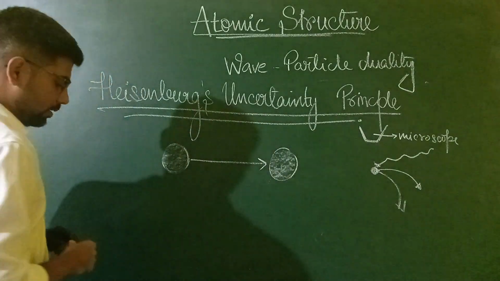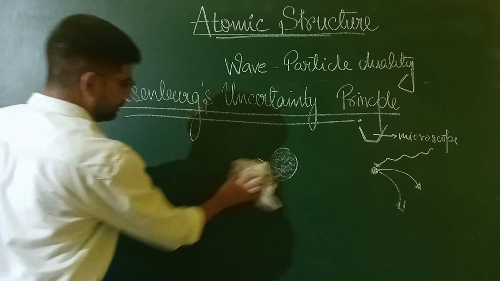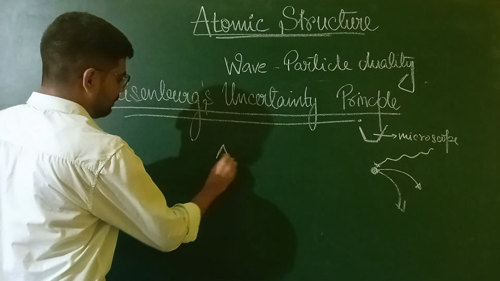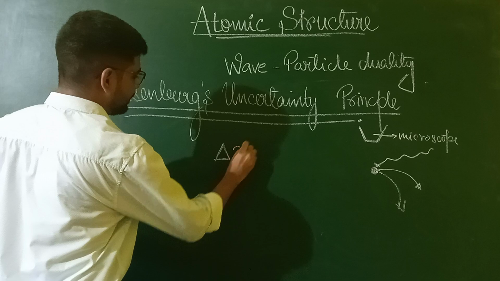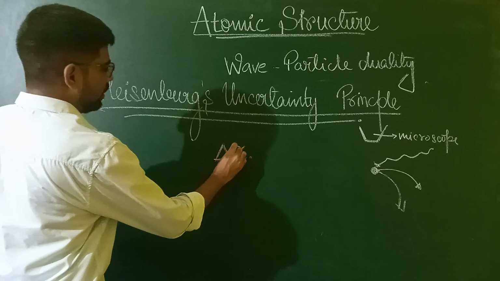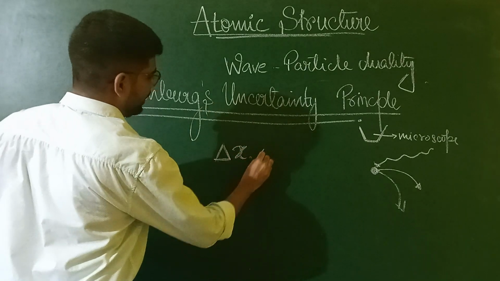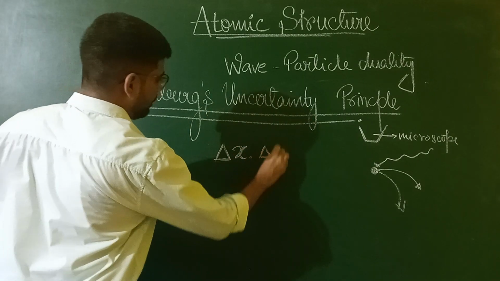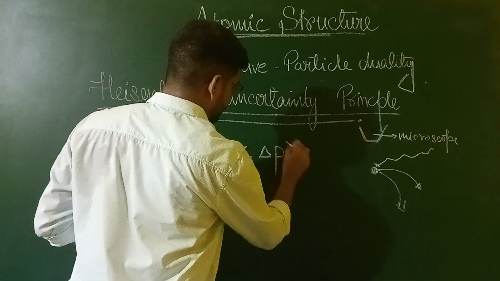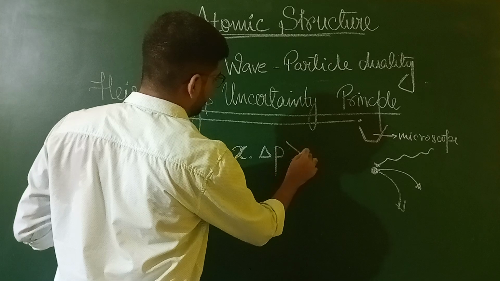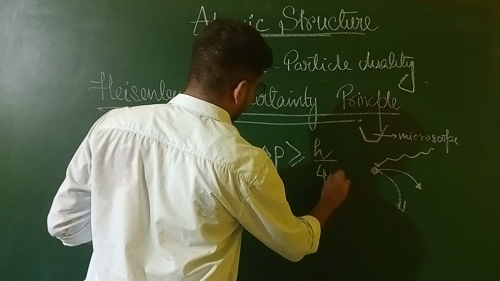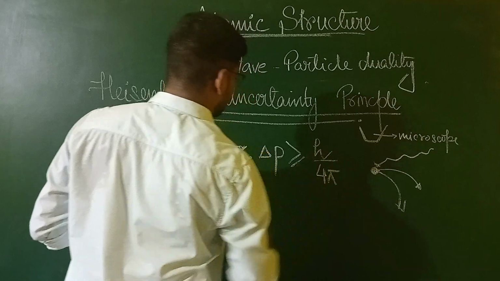So Heisenberg has given an expression to justify it, and the Heisenberg expression goes like this: del x, the del means change of something, change of position, del x into del p, that is change in momentum, is more than or equal to h by 4 pi, right?